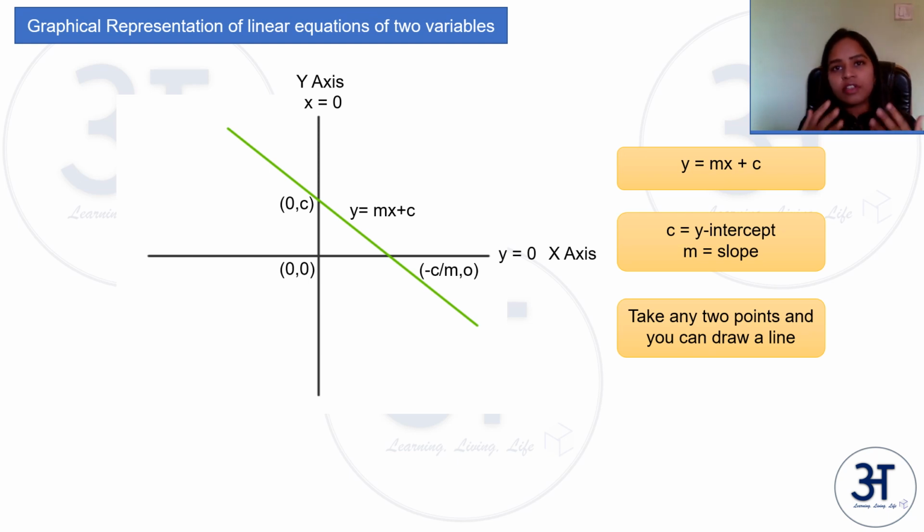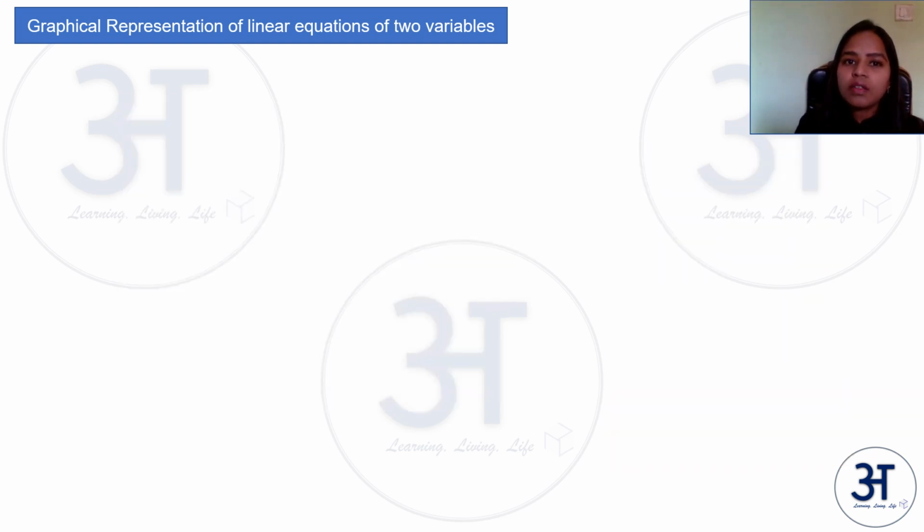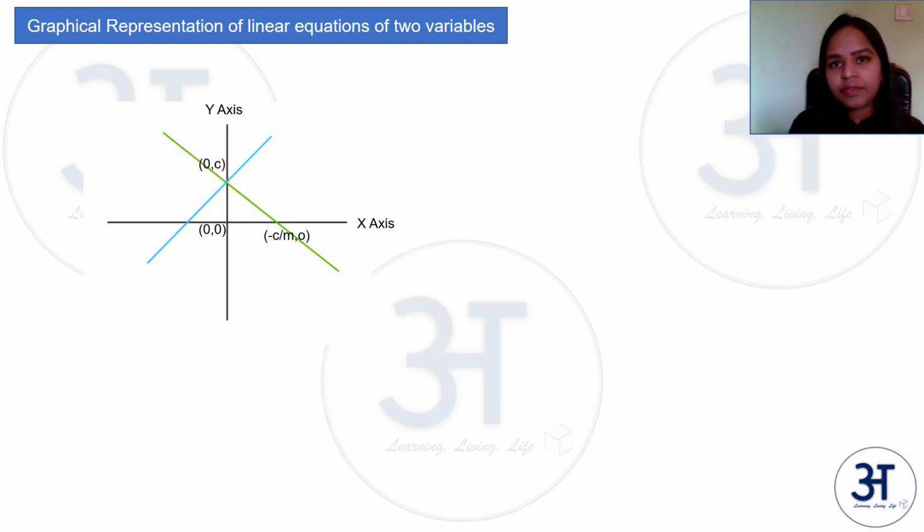Also, to draw this line, you can take any 2 points in general, and only 2 points are enough to draw a line. But the easiest method is always to take x equal to 0 and find the point on the y-axis, and y equal to 0 and find the point on the x-axis, because you'll directly be eliminating one term. It is 0, right? So now let us look at the different types of lines which we can draw.